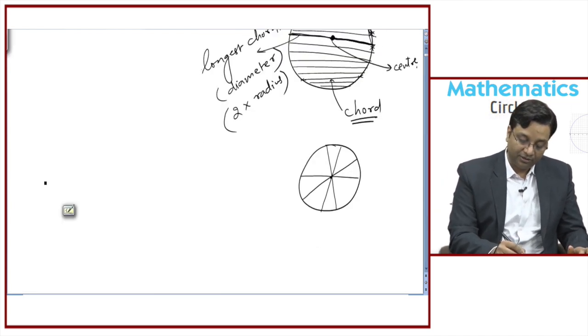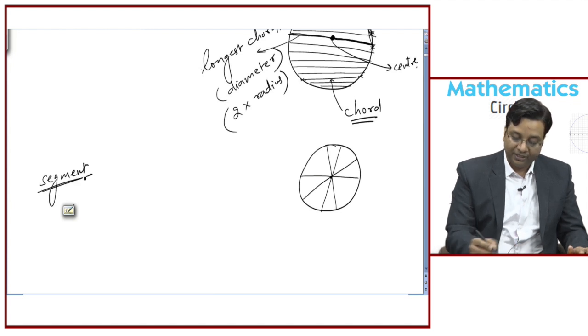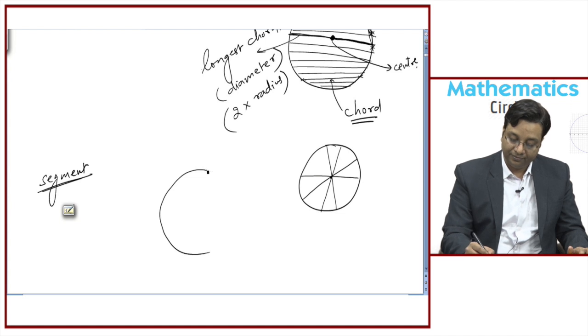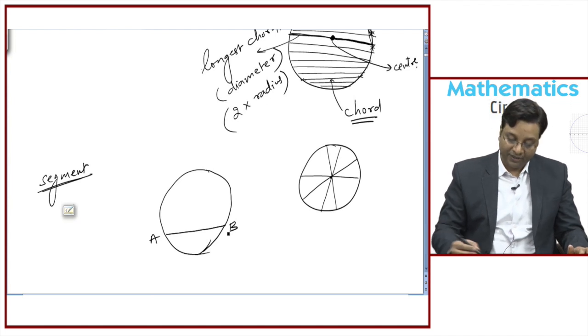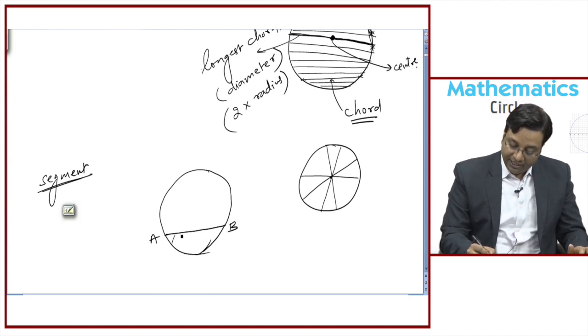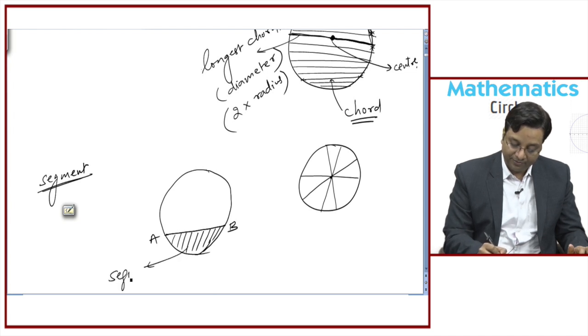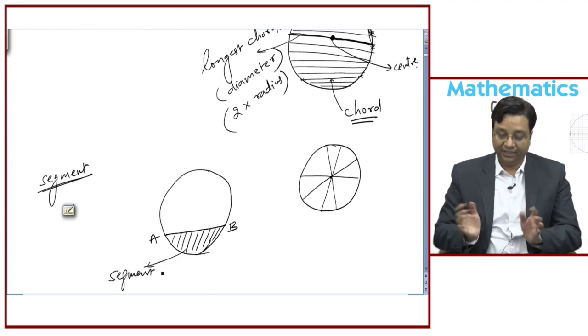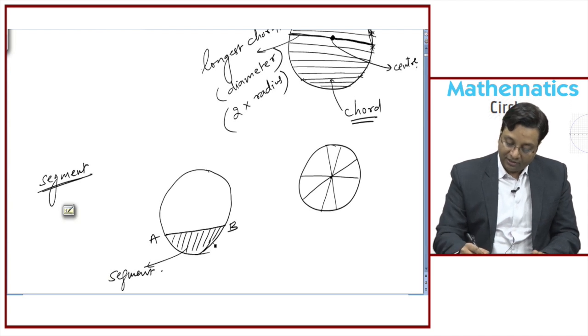Okay, let us learn about segment. If I draw a chord, let us say this is a chord AB. Now this area is known as segment. How do we define this area? This is an arc.